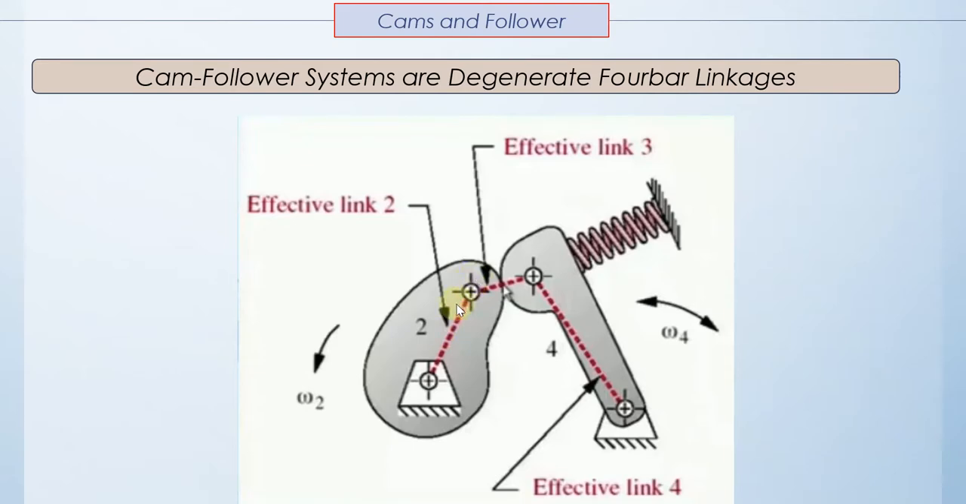If we have a 4 bar linkage with a real link 3, and link 3 is able to change its length as it moves, this is a much more flexible kind of mechanism, because I can get any motion of the follower that we want. Okay, is that clear?